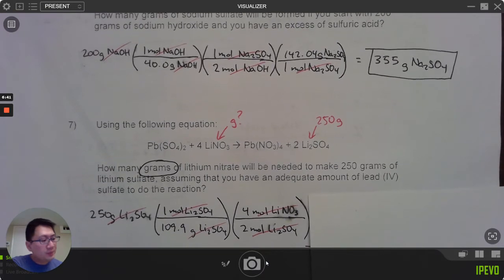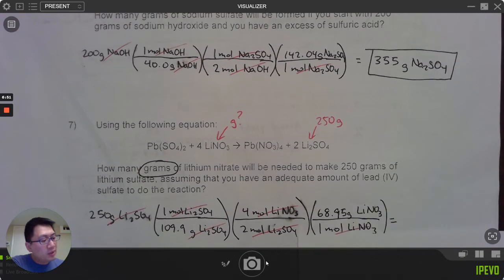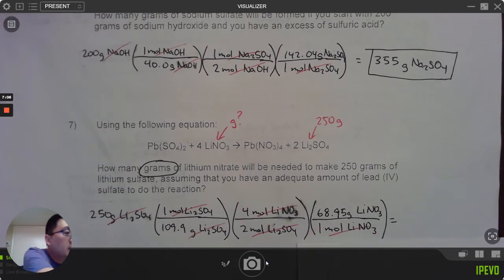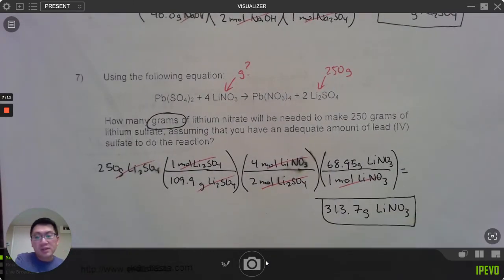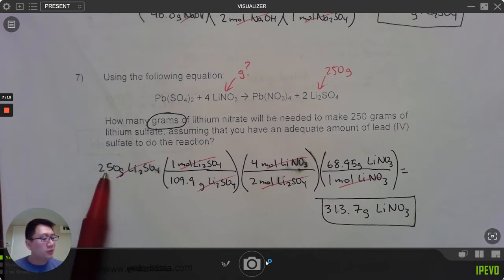Next, you have moles of lithium nitrate. The question isn't how many moles, it's how many grams of lithium nitrate. So one more step, multiply by the molar mass of lithium nitrate. The molar mass of lithium nitrate I got on my calculator was 68.95. That's a lithium, a nitrogen, and 3 oxygens added up. What do you get on a calculator for this whole thing? And I got 313.7.